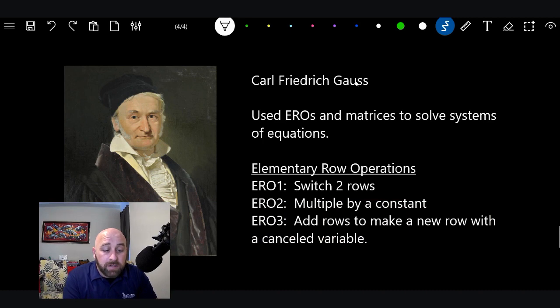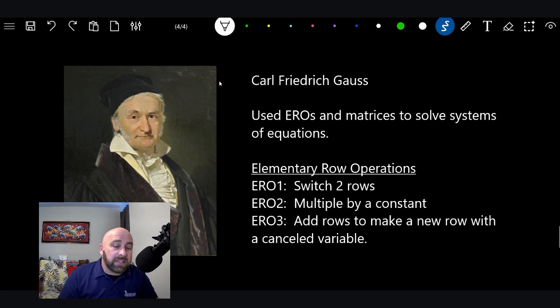All right, ERO 2. Multiply by a constant. Remember, we're trying to cancel. We're trying to get it to go to 0. You remember that from elimination, right? We're trying to get one of the elements to 0. We're trying to eliminate the x term. And we do that by multiplying by a constant. ERO 3, add the rows to make a new row with the canceled variable. And so these are all things that we practiced in last lesson.